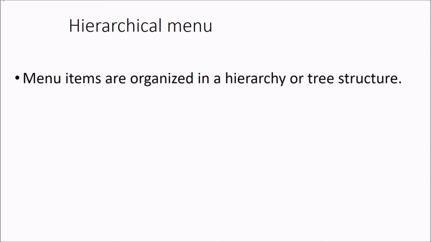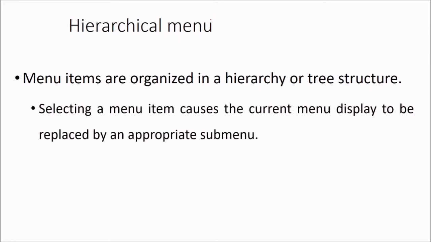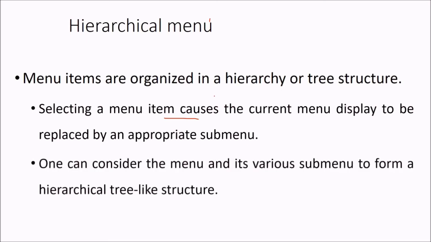Then we come to the hierarchical menu. Menu items are organized in a hierarchy or tree structure. When we select a menu item, it will cause the current menu display to be replaced by another submenu. The submenu will be shown and the current menu will be hidden or replaced. So one can consider this menu and its various submenus to form a hierarchical tree structure.